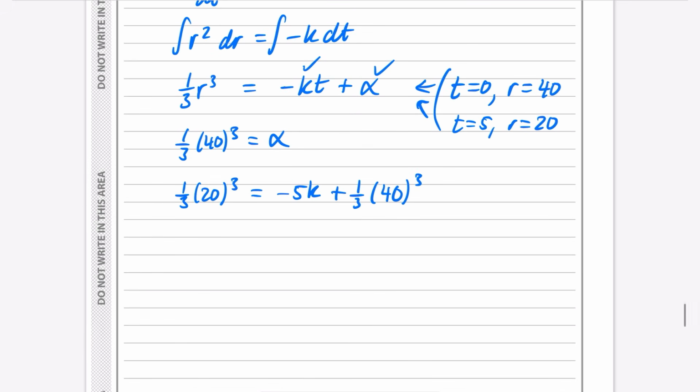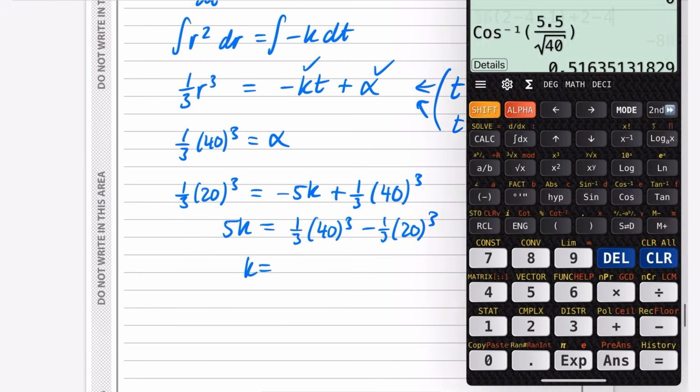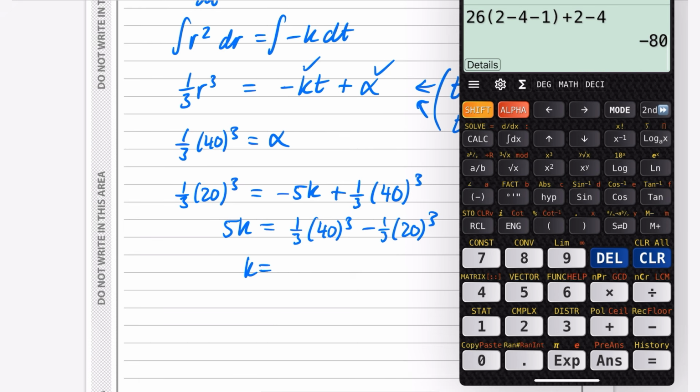So I'm going to move 5k onto this side, and that's a third of 40³ minus a third of 20³. I'm going to put that all on my calculator and then divide it by 5. So I'm going to do a third multiplied by 40³ minus a third multiplied by 20³, and I'm going to divide that by 5.